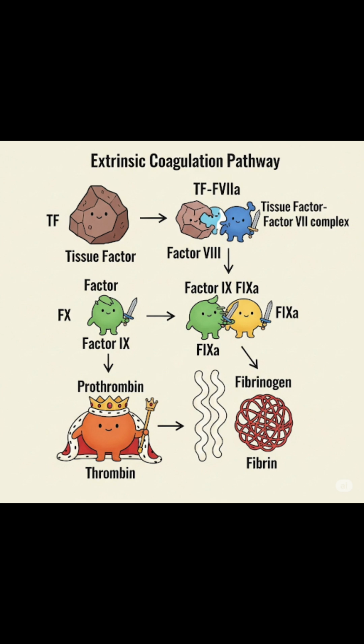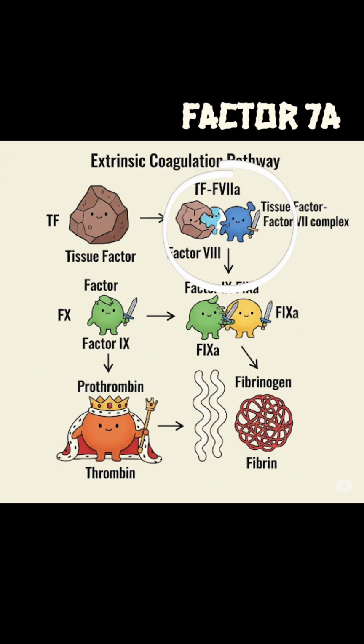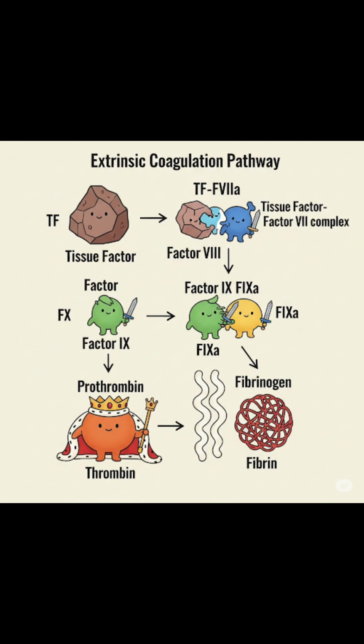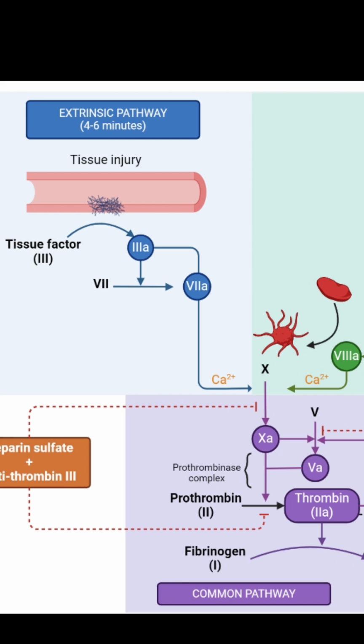2. Factor 7 activation. Tissue factor binds with circulating factor 7, a clotting factor that is always present in the blood in its inactive form. This binding forms a complex, which then activates factor 7, turning it into factor VIIa. 3. Activation of factor X. The newly formed complex of tissue factor and factor VIIa then activates factor X into its active form.